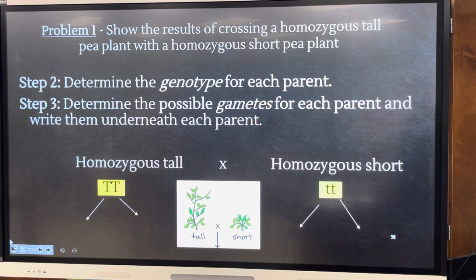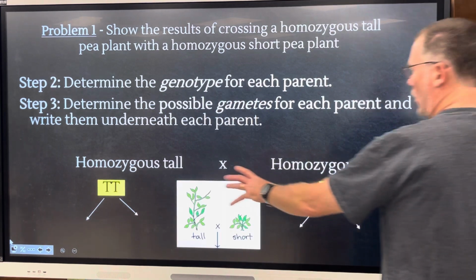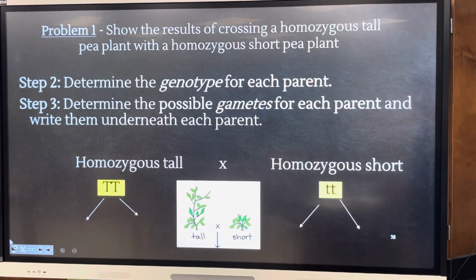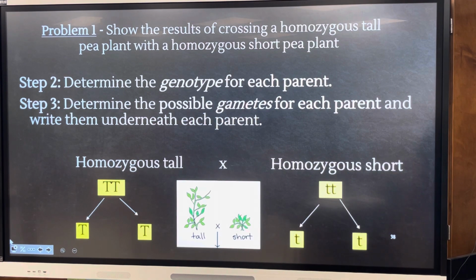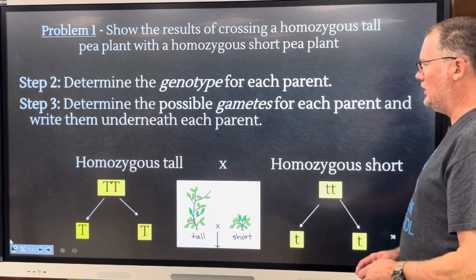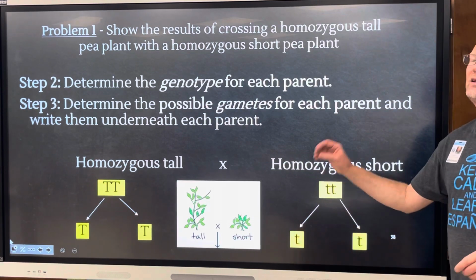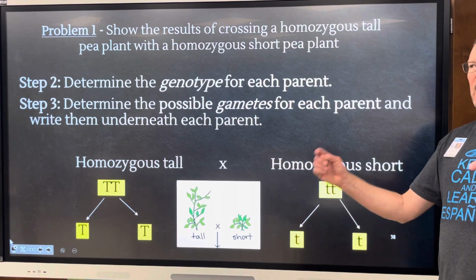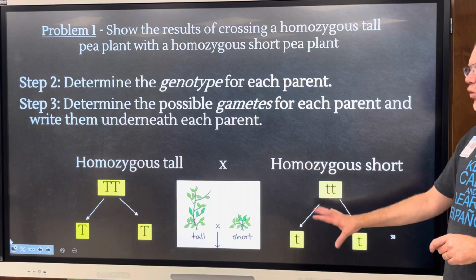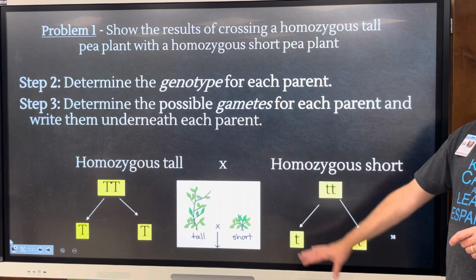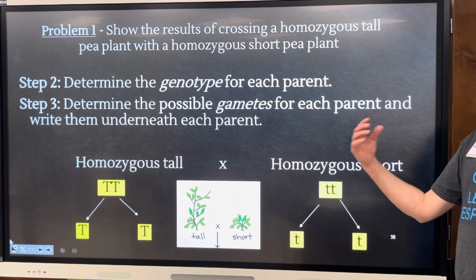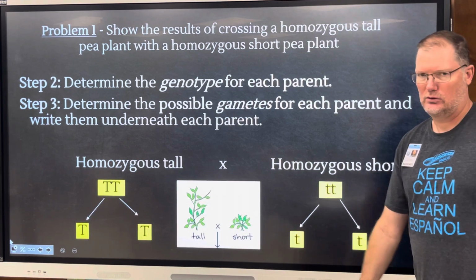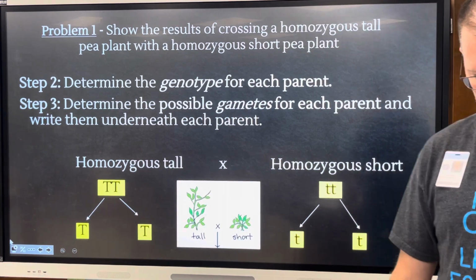So you've got the pure tall and the pure short, and these are going to be their choices. These are going to be the possible gametes, eggs and sperm, for the Punnett square, that could possibly come together to make the offspring.